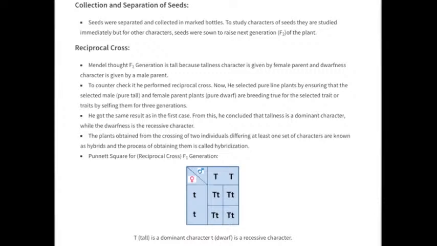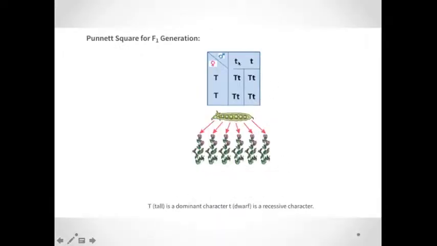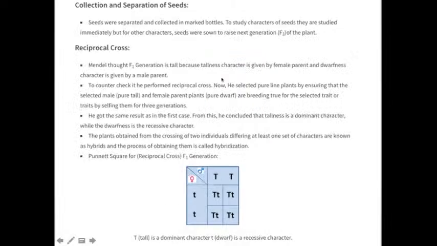To counter-check, he performed a reciprocal cross. Now he selected pure line plants by ensuring that the selected male and female plants are breeding true for the selected traits, by selfing them for three generations. He got the same results as in the first case. From this he concluded that tallness is a dominant character and dwarfness is the recessive character. In the earlier case, the male was dwarf and the female was tall. So he changed them, made it reciprocal, and he saw that everything was still the same. So he then decided that tallness is the dominant character and dwarfness is the recessive character.